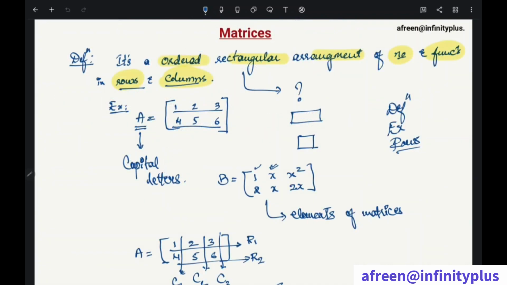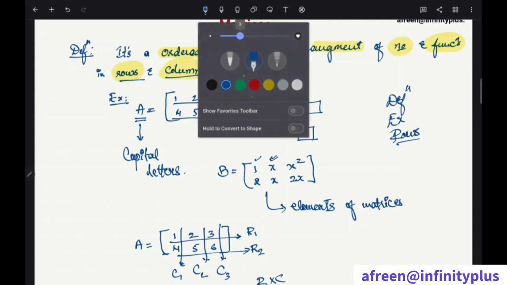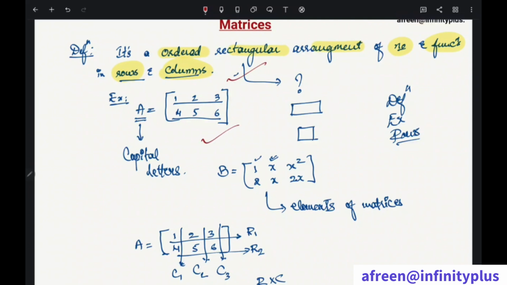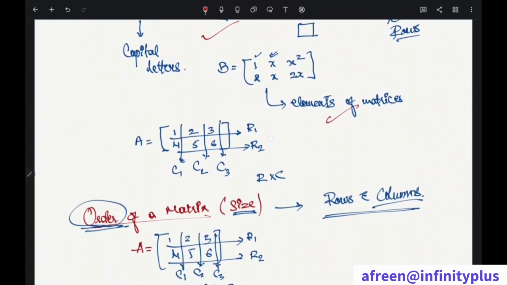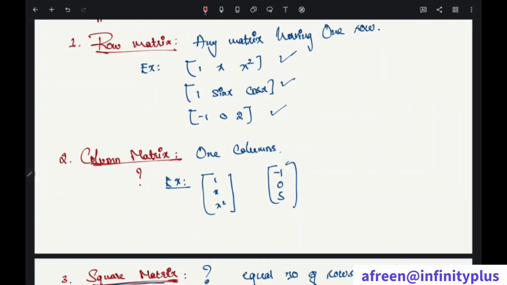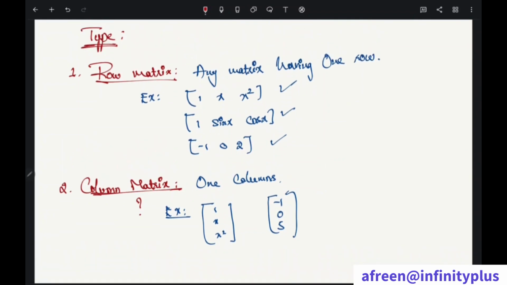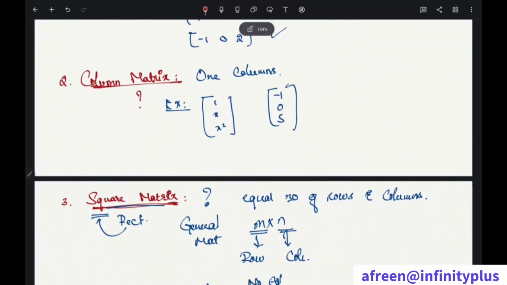We'll take a quick revision of whatever we have done in this video. We have defined what matrices are and seen some examples of matrices, and we have understood the elements of a matrix, what the rows are and what the columns are. We have understood the order of a matrix with its representation. We have understood different types of matrices. First is the row matrix, which has only one row, and another is the column matrix, which has only one column.